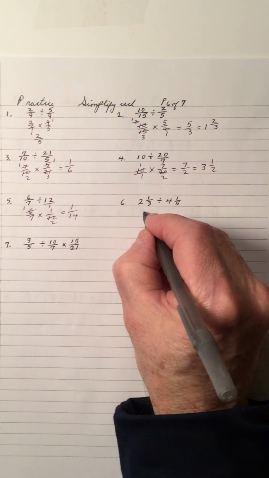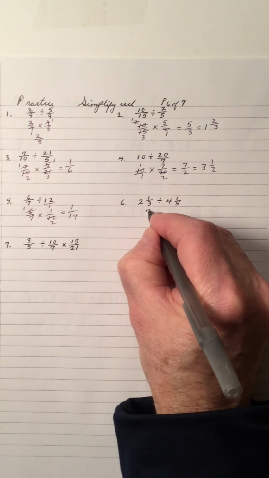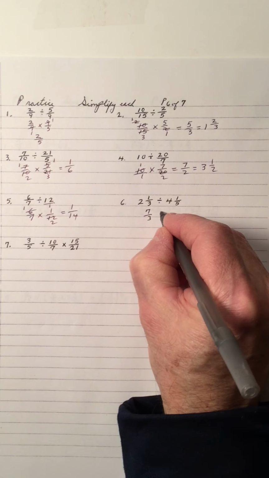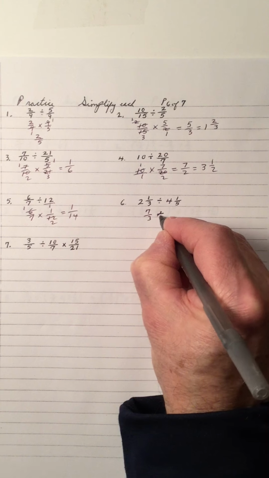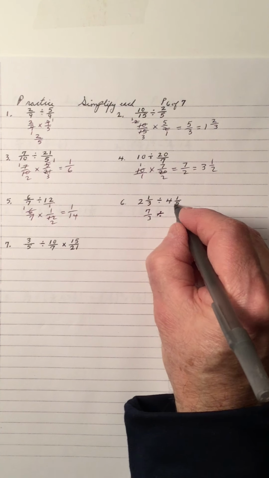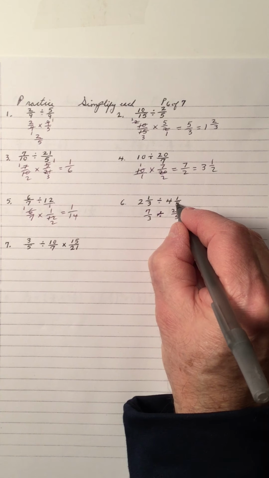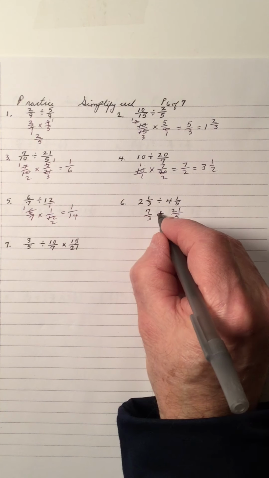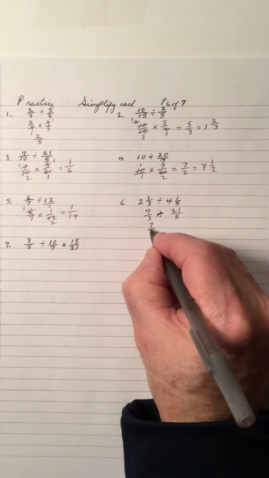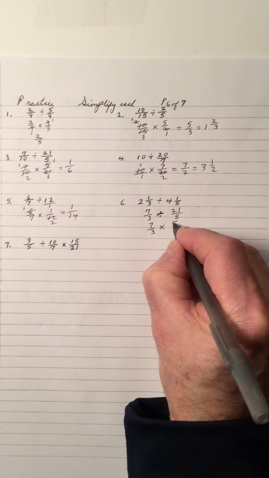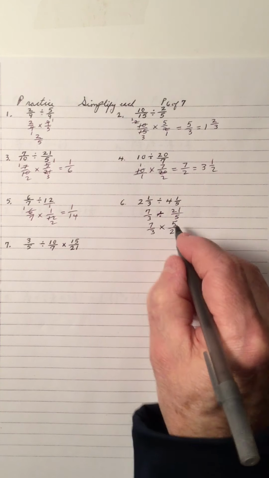And I have improper fractions, so 6 plus 1 is 7 over 3. Oop, I better not divide it until I get both mixed numerals changed. 20 plus 1 is 21 over 5. 4 times 5, 20 plus 1. Now I have both of them changed, so I go 7 over 3 times 5 over 21.